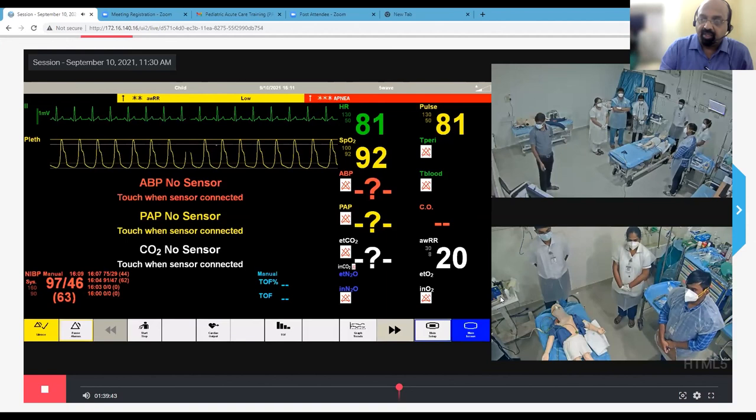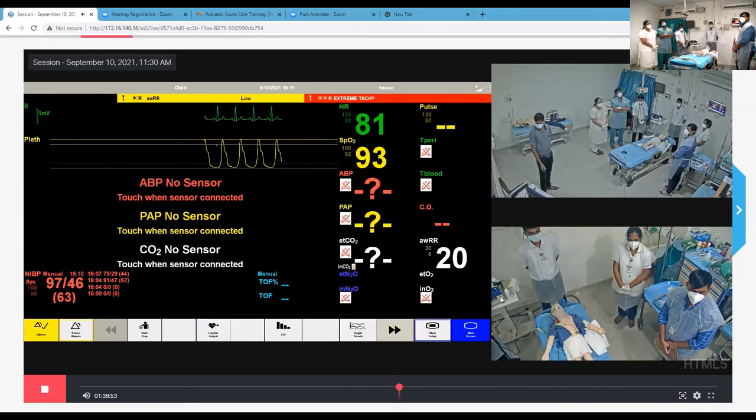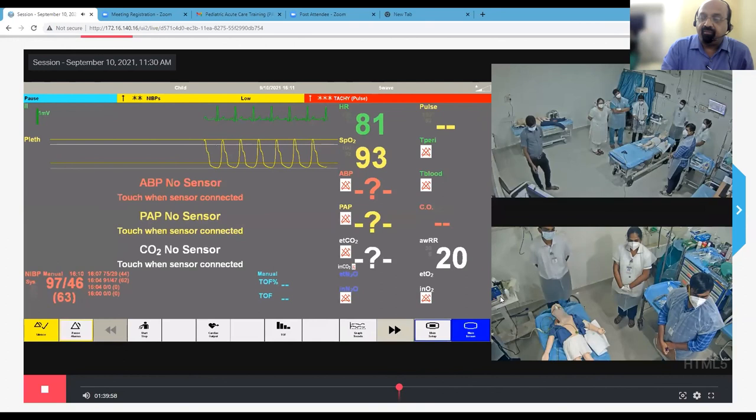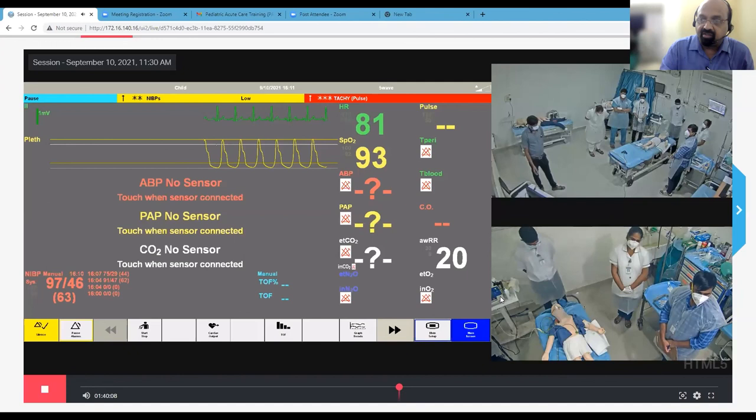So then they tried the vagal maneuvers. Ice packs, and since it was a child, carotid massage was not given. It was not reverting, so adenosine was given.